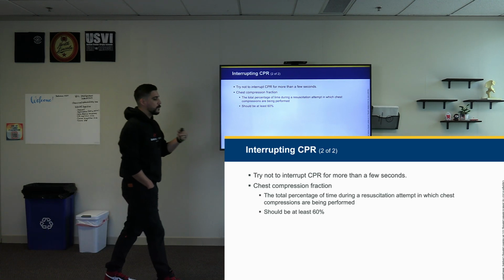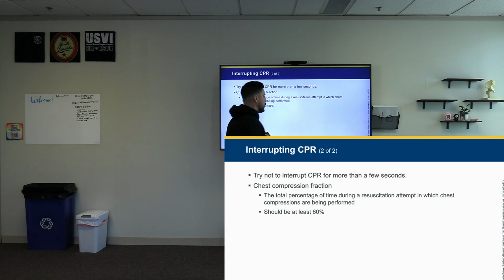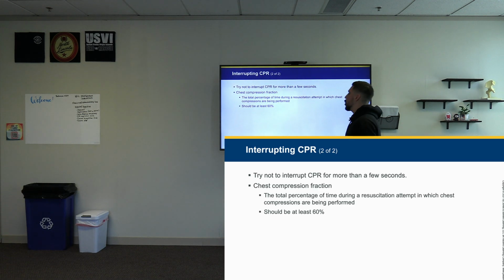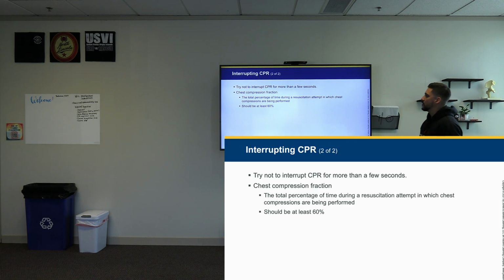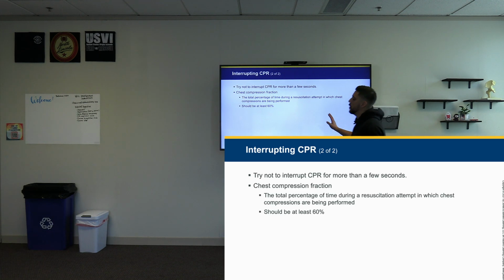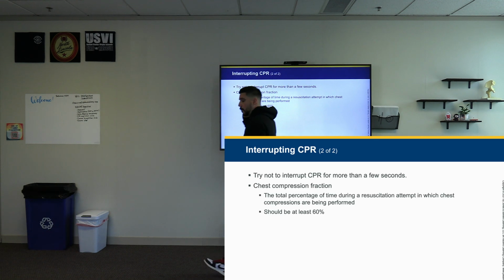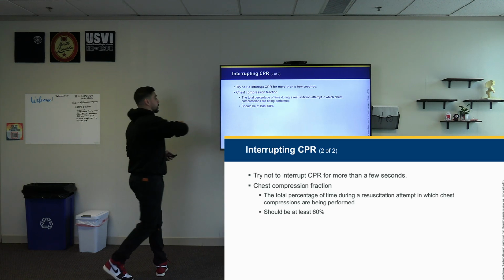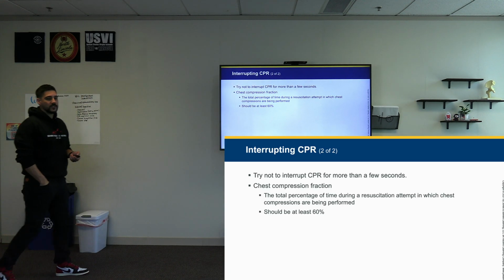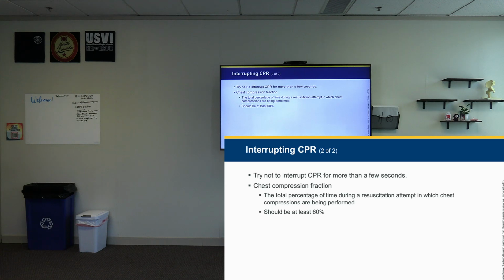So that's chest compression fraction, the amount of time we spend on the chest during a cardiac arrest. The total percentage of time during a resuscitation attempt in which chest compressions are being performed should be at least 60%. Now, depending on where you're located and your protocols, a lot of systems will shoot for 80%. 80% of that cardiac arrest episode should be spent doing chest compressions.